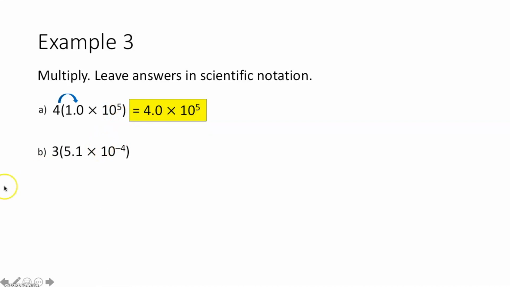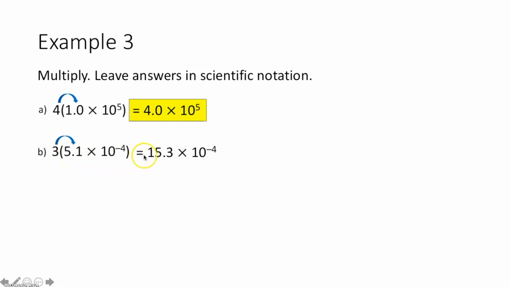Let's try it again. So here we have 3 times 5.1 times 10 to the negative 4. So what I do is I distribute this 3 to the 5.1. Again, you don't have to multiply it to the 10. Just take the 3 and multiply it to the 5.1. That's all you have to do. So 3 times 5.1 is actually going to be 15.3.